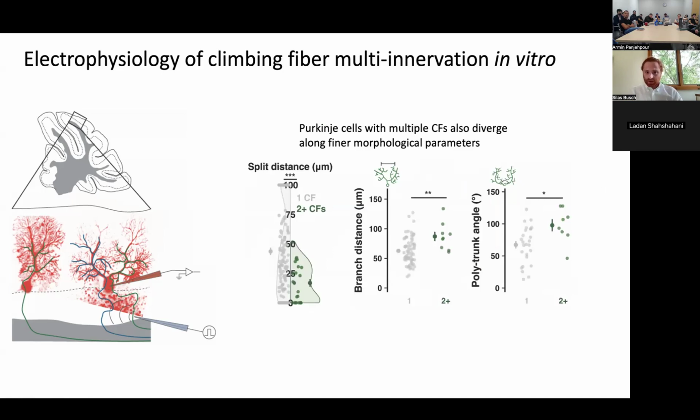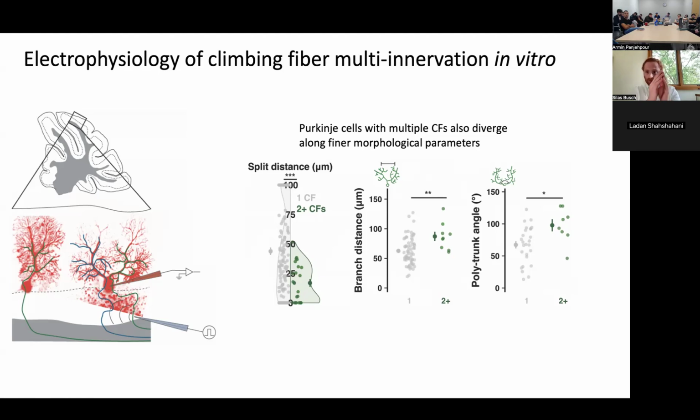We can further link this to the morphology by looking at more continuous variables instead of just the dendritic categories. We can look at the distance from the soma to the split. And what we see is that among cells that have multiple climbing fibers, that split tends to be much earlier. This also kind of works into the hypothesis that we had.